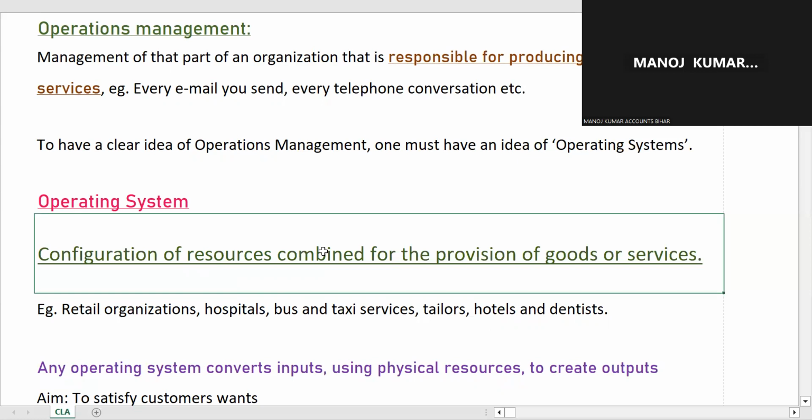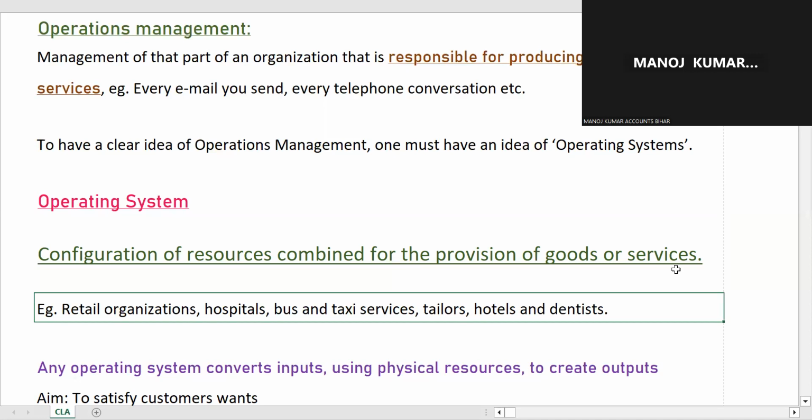For a big company, their office, all configuration in the office, okay, like receptionist, printer, all those things, plus the factory and the configuration in the factory. That is configuration of resources combined. You have to combine all this to provide goods or services, correct?